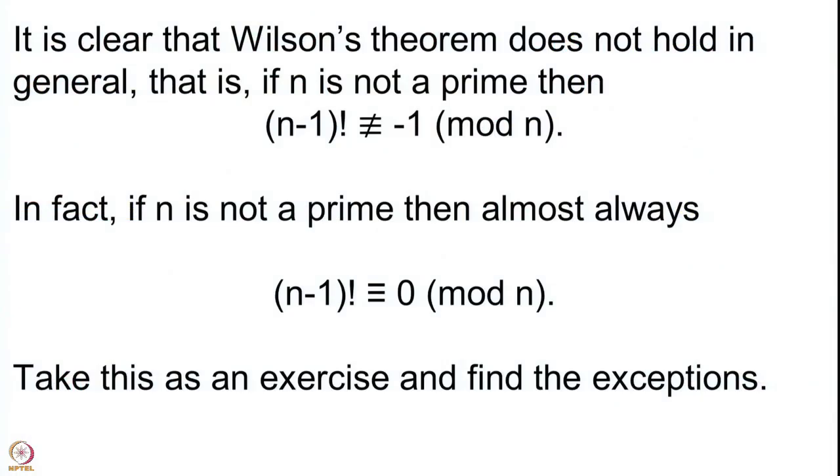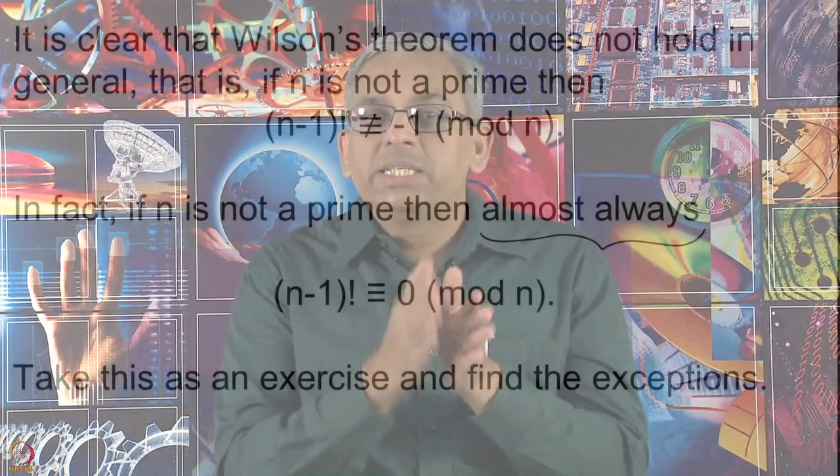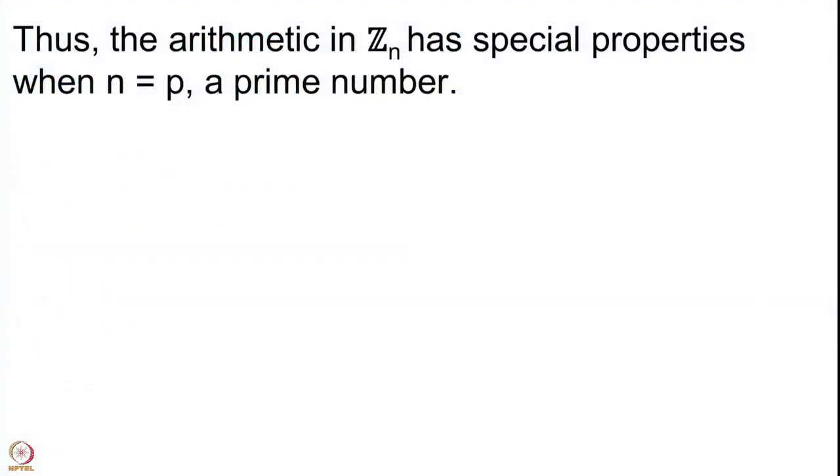By exceptions, I mean the situations where you do not have it to be 0 mod n. So, almost always is not the same as always. Almost always means except for a few cases you have this. So, those few cases where n is a composite number, but (n minus 1) factorial is not divisible by n, those are the cases that I want you to find. And in the remaining cases, I want you to prove that (n minus 1) factorial is congruent to 0 mod n. So, this tells us that there is something very special which happens when n is a prime number.